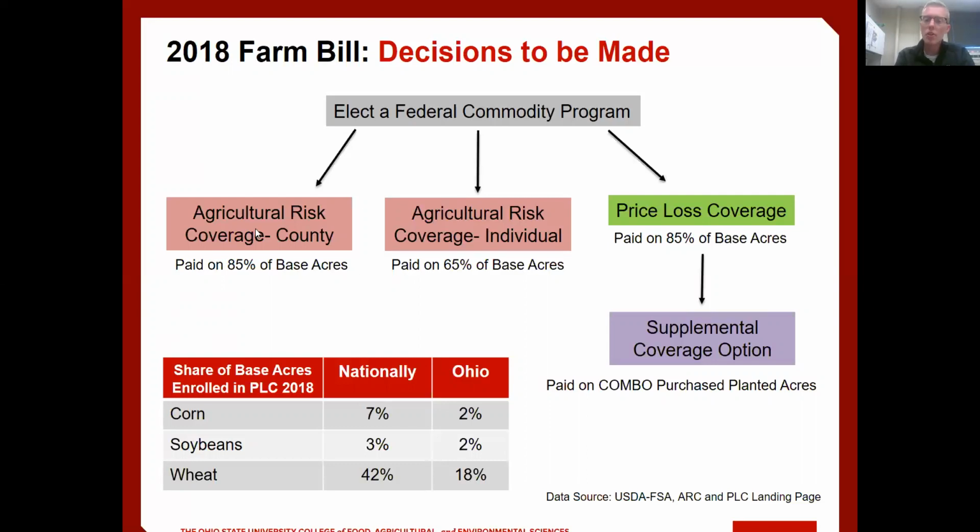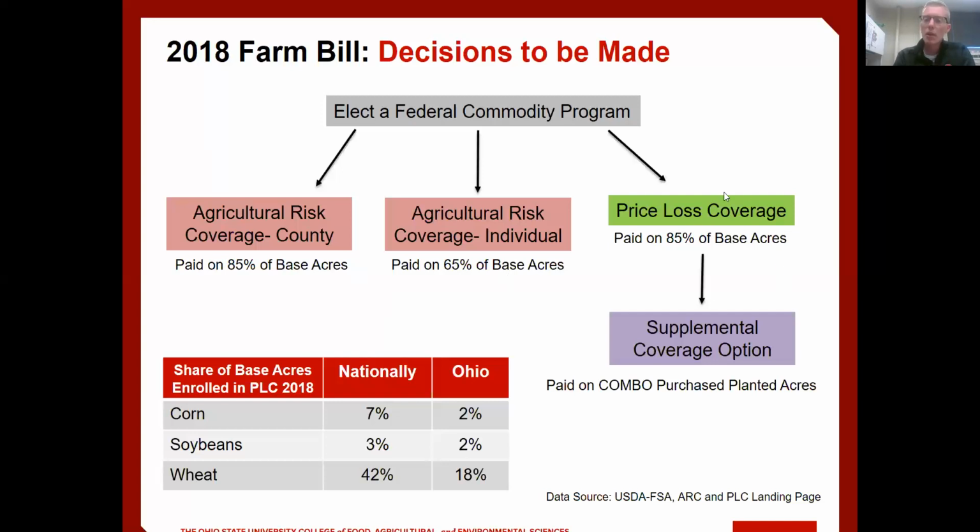So just important to know that both ARC County and ARC Individual are revenue-based programs. They protect against low revenue. But the ARC County option is paid on 85% of your base acres, not what you plant. The ARC Individual program is paid on 65% of your base acres, also not what you plant. It's what those historical base acres look like. The Price Loss Coverage Program is to protect against low price. It is also paid on 85% of your base acres and based on a national price, not your local price.